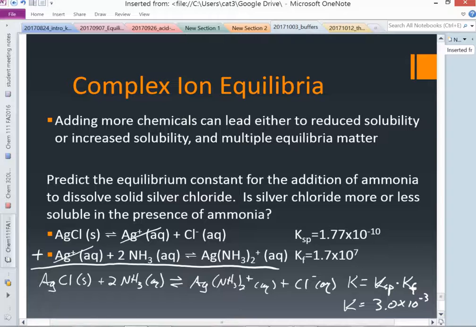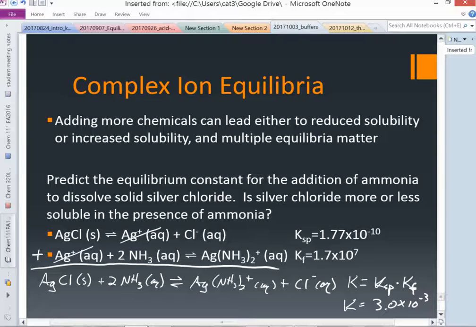Now, it's still a small number, smaller than 1, but it's a lot less small than it used to be. 10 to the minus 10th. Why does that matter? Yeah, it favors products more than it used to. Right. It still favors reactants, but less so. That's important because it is less favoring of the silver chloride solid, which means you dissolve more.